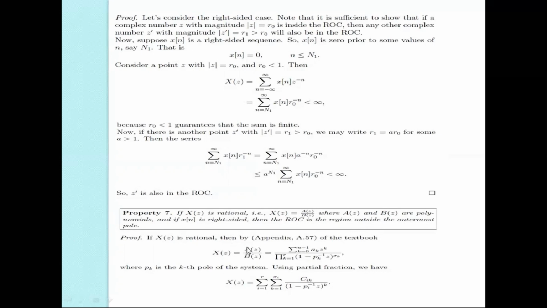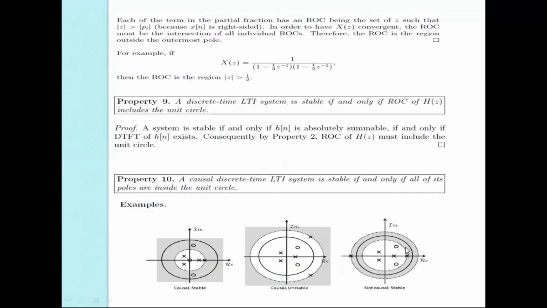Let us say here X(z) is equal to A(z) by B(z). A(z) is a sum of a_k z to the power k, and B(z) can be represented as a product over the poles, (1 minus p_k z to the power minus 1), whole power k. Simplifying this, we get |z| greater than p1, and the other is on the right side because x(n) is right-sided: 1 by (1 minus 1/3 z inverse), 1 by (1 minus 1/2 z inverse).